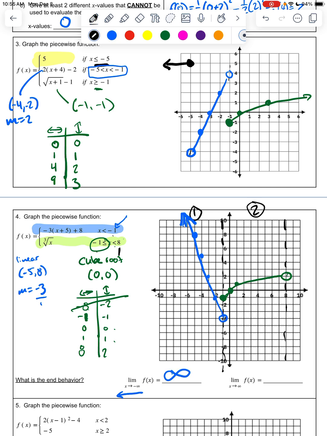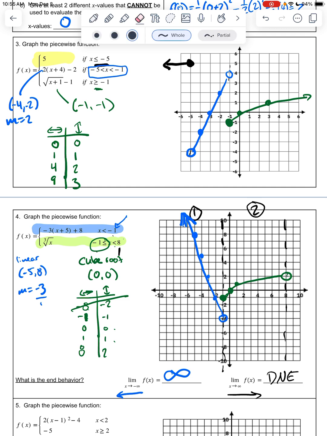As x goes to positive infinity, though, that means that we're going to the right forever. There is no arrow pointing to the right. Instead, we have this open circle, so that means it does not continue going to the right forever. The limit does not exist. It does not go to x equals infinity.